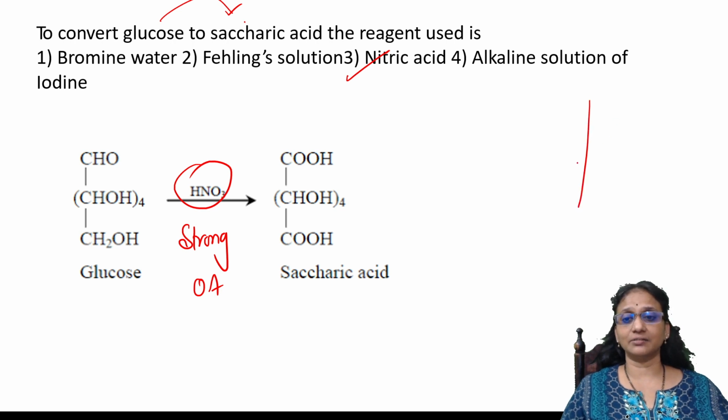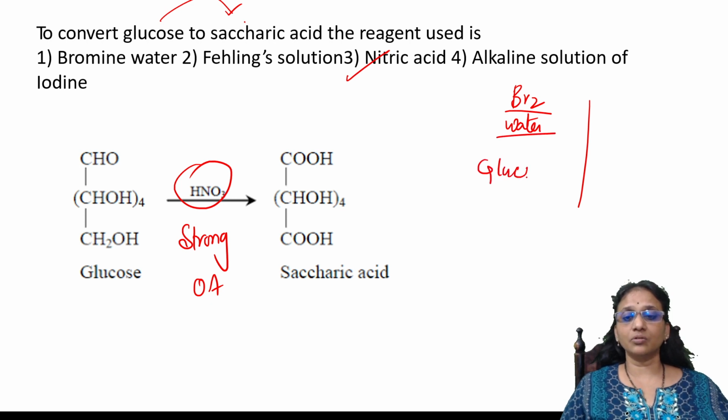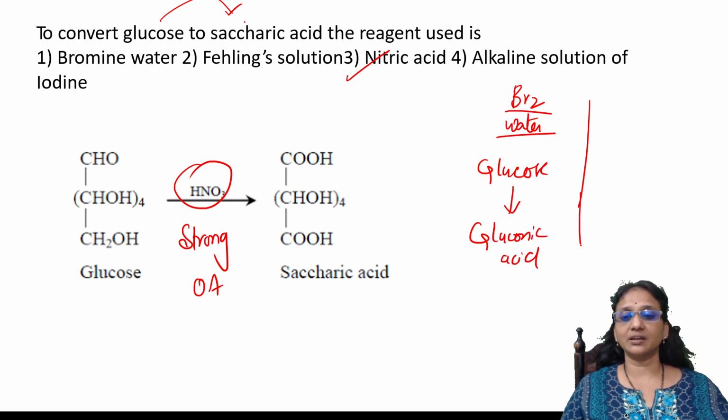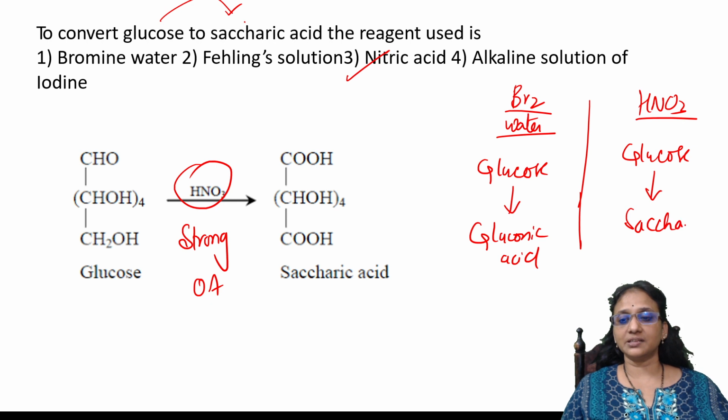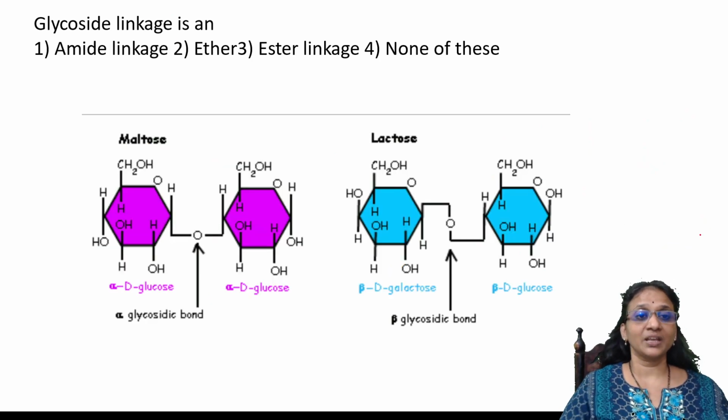Shall we write that? Okay, let us write. With bromine water, I'll be getting glucose to gluconic acid. Then if it is with nitric acid, I'm going to get glucose to saccharic acid. Is it okay, students? Remember this. Okay, sure, that's fine. Next question.